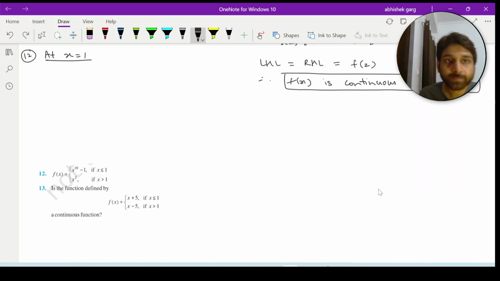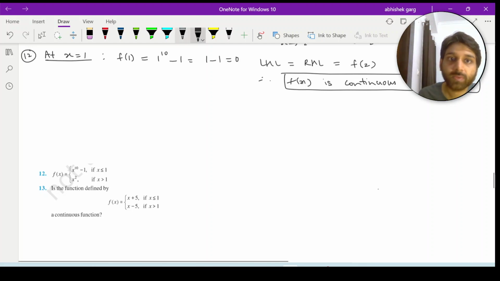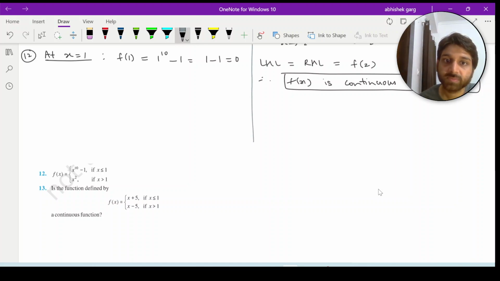So at x equal to 1, what is going to be the value of the function? We'll use the first one. Why the first one? Because this is applicable when x is less than or equal to 1. So this is going to be 1 to the power 10 minus 1. Now 1 raised to any power is always 1. So 1 minus 1 is equal to 0.